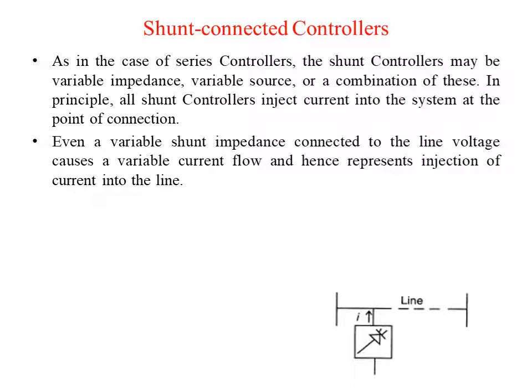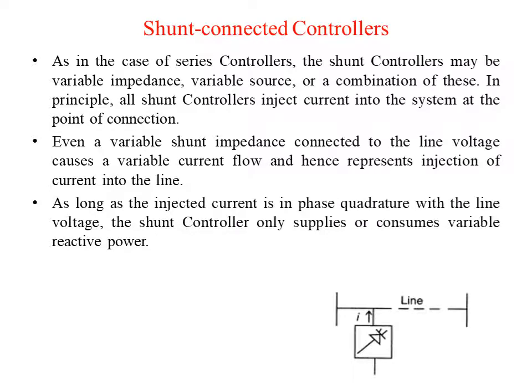That means if you connect an inductive load or inductance in parallel to the line, that inductance also changes the current flowing through the system. So it represents the injection of current into the line. So by controlling this shunt impedance, we can control the injection of current in AC system or transmission lines.